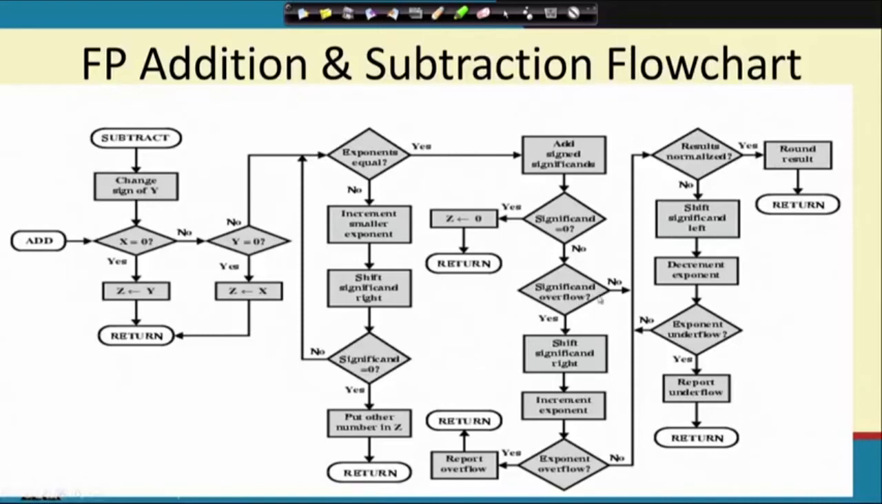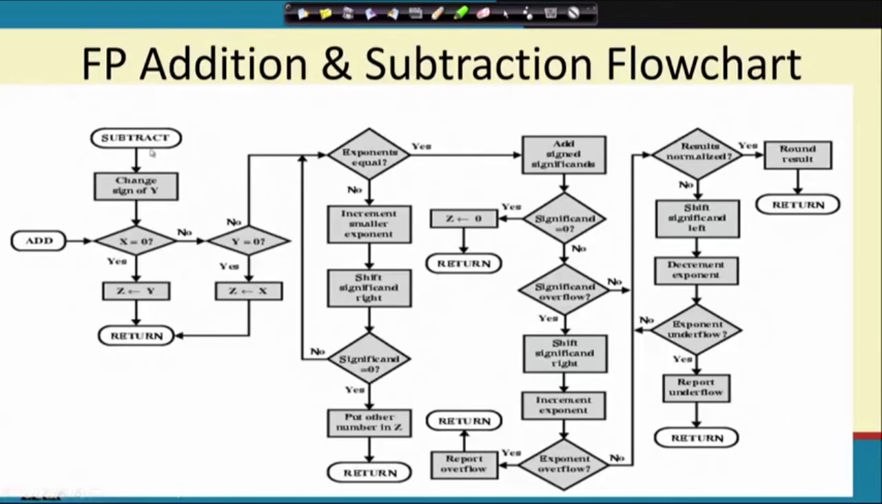And otherwise, if there is an overflow in the significant part, we have to shift the significant right and increment the exponent part. If there is no exponent overflow, then we go for result normalization and go back. And if the exponent part also overflows, that means after doing this addition both significant and exponent have overflown, so we cannot represent the addition result in the given format. So, it will report overflow and return. So, there is an overflow in the addition process.